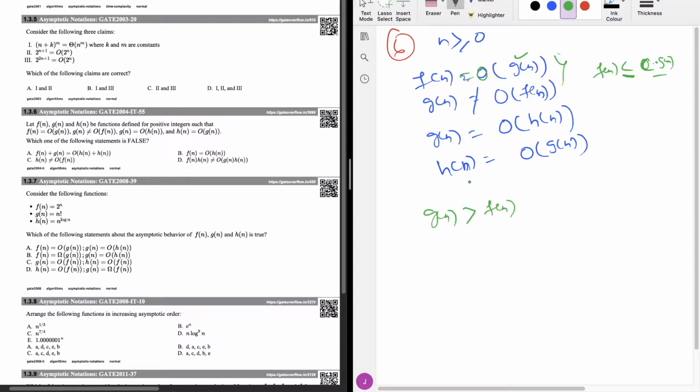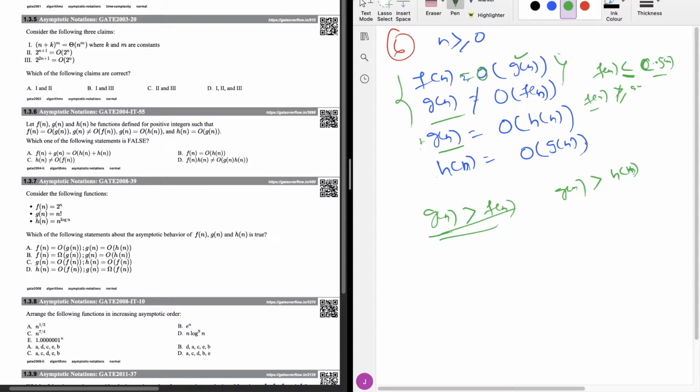It will get proved by the second statement. It is given that g(n) is not equal to big O of f(n). That means in no case is f(n) greater than or equal to g(n). So g(n) is strictly greater than f(n), right? From these two statements I can derive this. And from the third and fourth statements, can I derive something? Let's say g(n) is greater than h(n). That I am sure about. But will it be equal or not? I have to analyze the next statement.